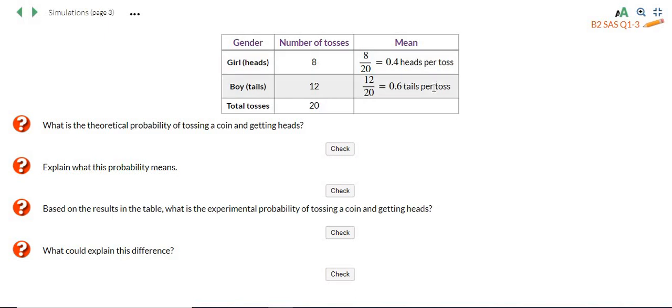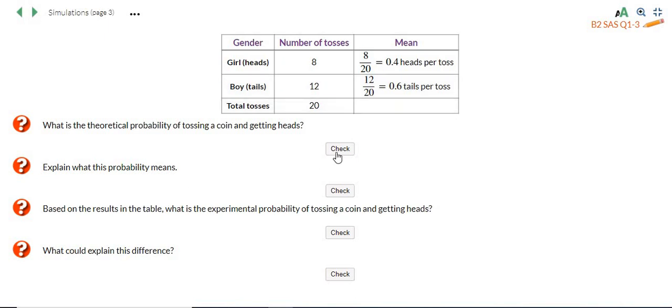So the first question, number 1, asks, what is the theoretical probability of tossing a coin and getting heads? Okay, well, what is the theoretical probability? Theoretical is dealing with the object. What is the chances of each side happening? There's 2 sides of a coin, so the chances is 50-50. So my theoretical probability is 50% or 0.5.